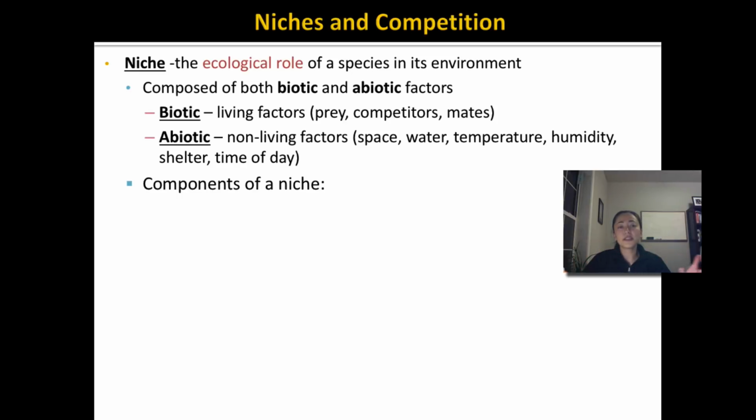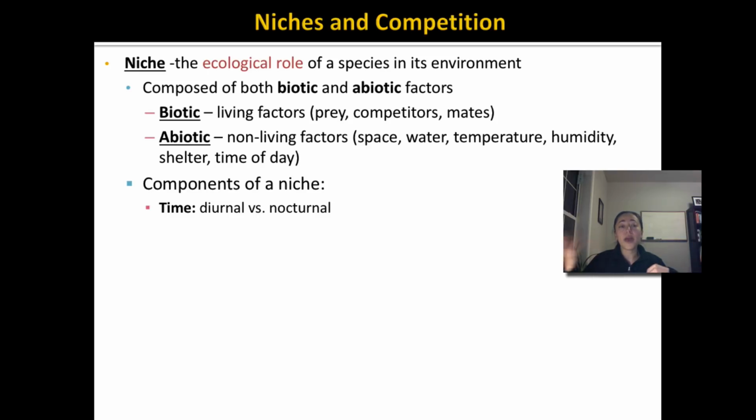So these are just some examples. There are many parts of a niche, but let's just look at some of the most common ones. So for example, a niche may include the time of day in which an organism is active. So this could be diurnal versus nocturnal.